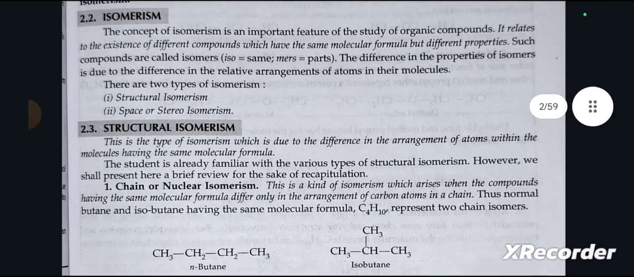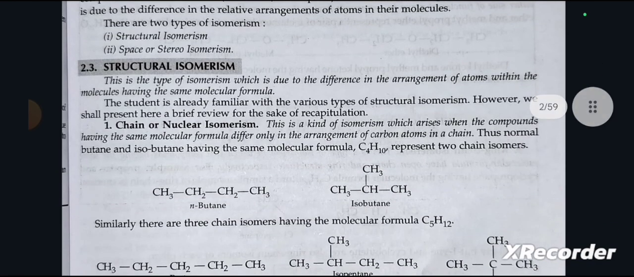2.3 Structural isomerism. This is the type of isomerism which is due to the difference in the arrangement of atoms within the molecules having the same molecular formula. The student is already familiar with the various types of structural isomers. However, we shall present here a brief review for the sake of recapitulation.